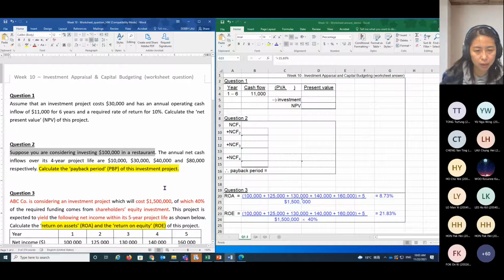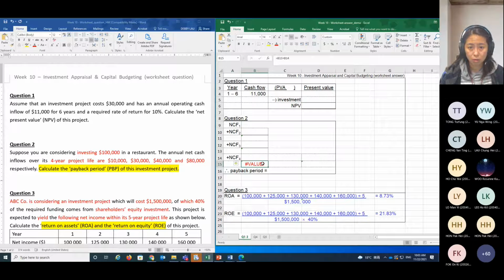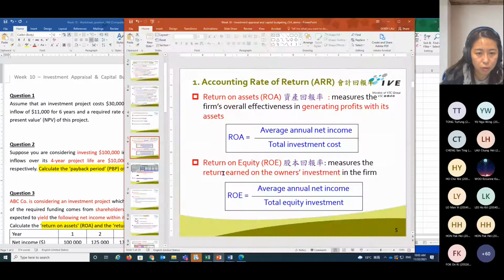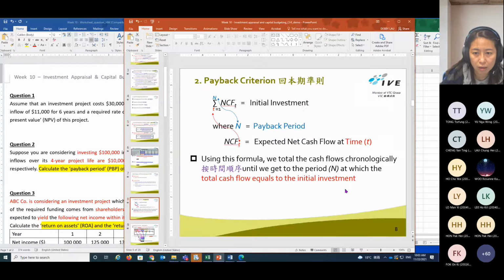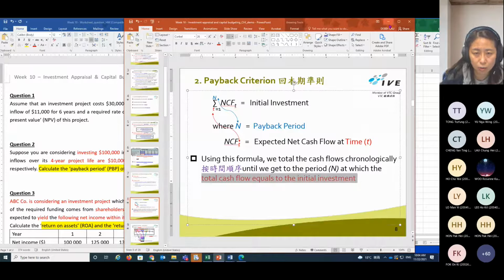100,000 into a restaurant. The annual cash inflows for the 4-year project life are 10,000, 30,000, 40,000 and 80,000. The cost is 100,000. First of all, you have to write down your investment cost. The concept is that the money you receive equals the money you invested, so you have to calculate the total cash flow equal to the initial investment.